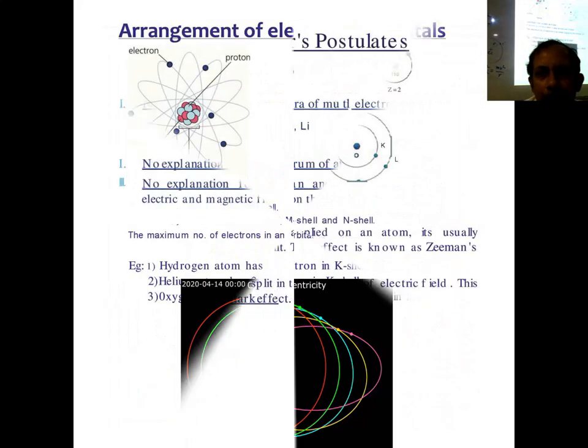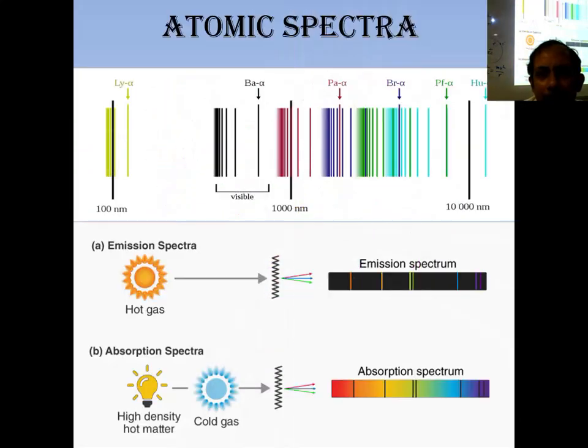Let me show you the spectrum. I will come back again. Yeah, this is the spectrum. Now here, this emission spectra and absorption spectra, two types of spectra. This is a light source.